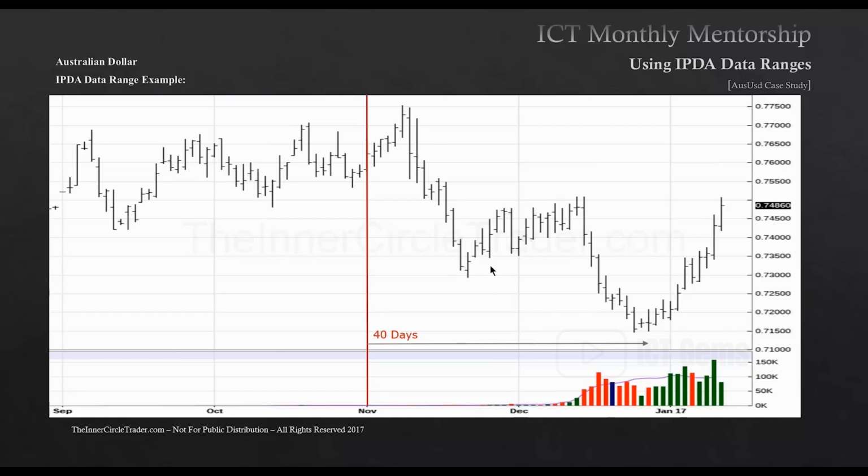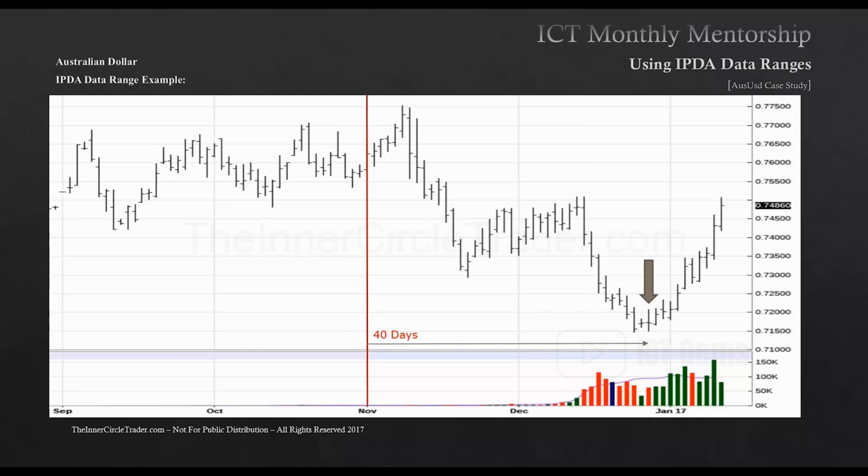Is there any significance about that low? Well, I'll counsel you to go into your 4-hour, 1-hour, and 15-minute time frame and put up 7,300 on your Aussie dollar and see what you see. There's nothing random about this stuff, folks. That low is 40 days inside the 40-day range.